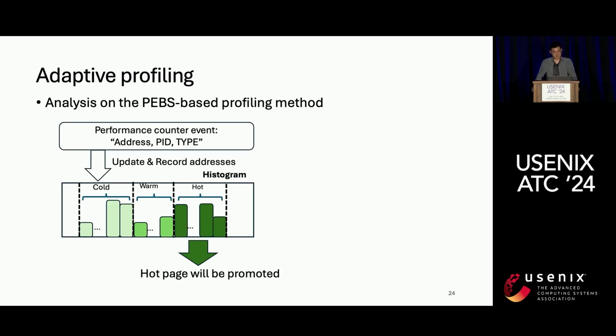So let's first talk a little bit about the PEBS-based profiler and fault-based profiler. This figure shows the workflow of the PEBS-based profiler. When a performance counter event is captured by the PEBS profiler, it will update and record the addresses. The page in the histogram will be updated. The page will either be moved or stay in the original bin. And then the hot pages will be promoted periodically.